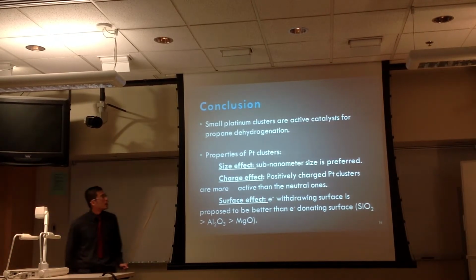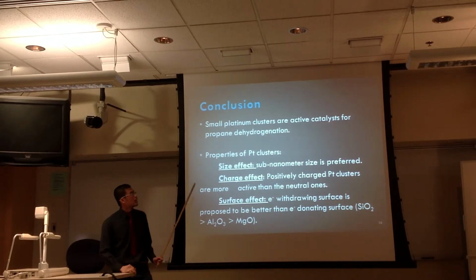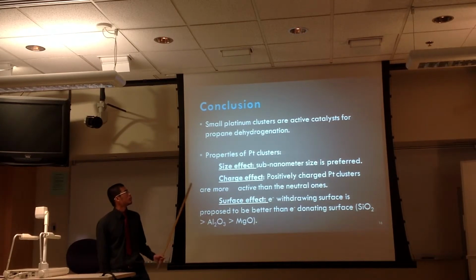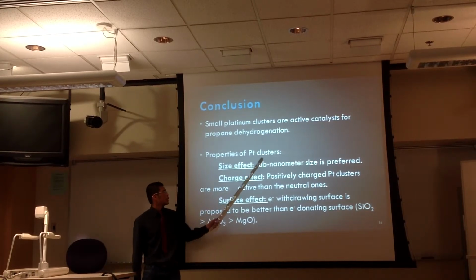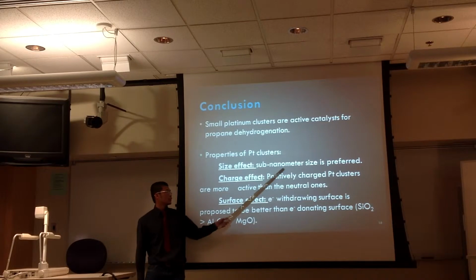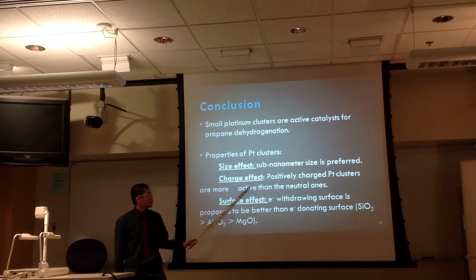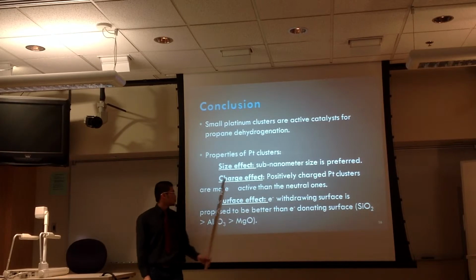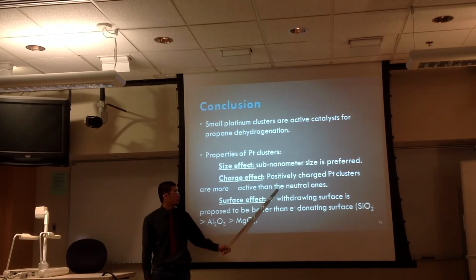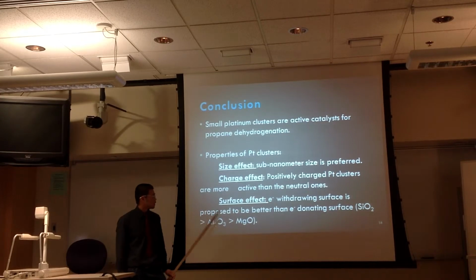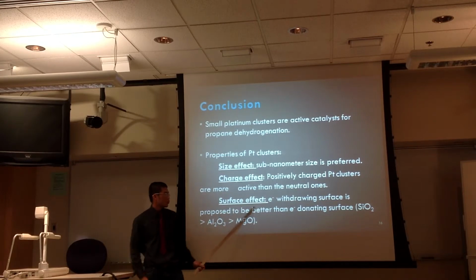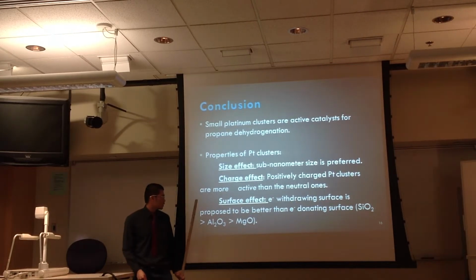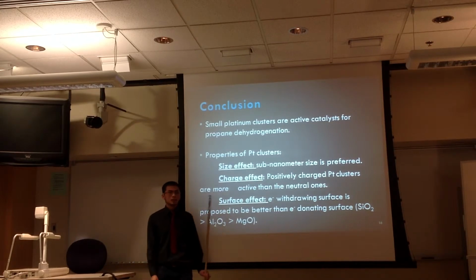In conclusion, the small platinum clusters are active catalysts for propane dehydrogenation. For the properties of the Pt cluster, for the size, the sub-nanometer size is preferred. For the charge, the positively charged Pt cluster is more active than the neutral Pt cluster. For the surface of the support membrane, the electron-withdrawing surface is better than the electron-donating surface.